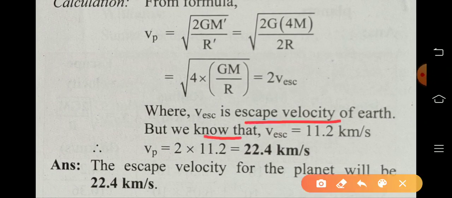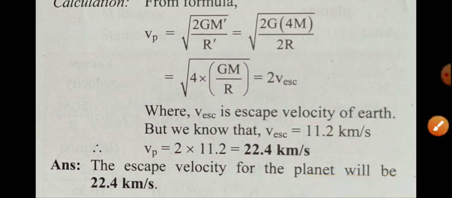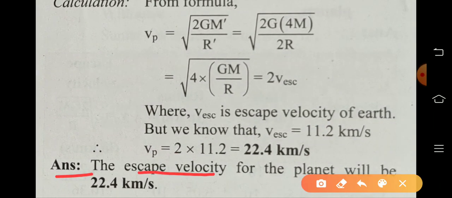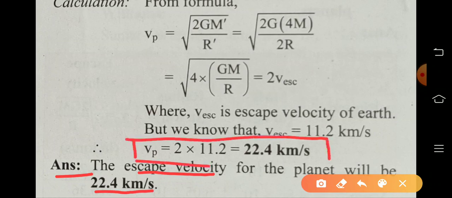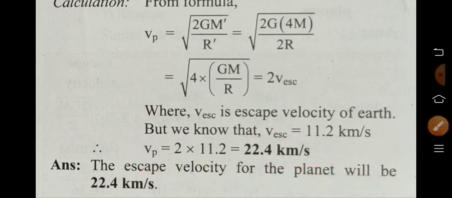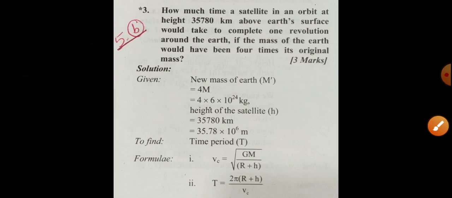But we know that what is the escape velocity of the earth? We know that 11.2 km per second. Therefore escape velocity of planet Vp is equal to 2 times the escape velocity of earth. So 2 multiplied by 11.2. So answer is 22.4 km per second. Finally you write the answer in a proper way. So answer is, the escape velocity of the planet will be 22.4 km per second. So in this way you highlight this answer. Also make the box with the help of scale and pencil. All are getting? Next numerical problem.